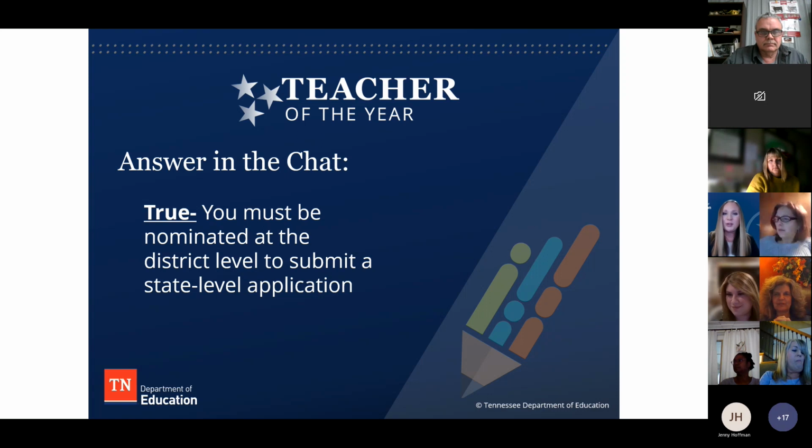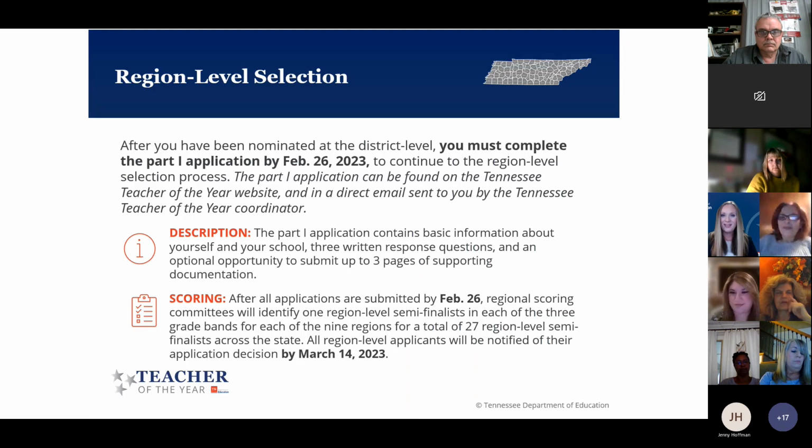For those that answered true, it is true. You must be nominated at the district level to submit a state level application. So after you've been nominated at the district level, you must complete part 1 of the application by February 26, 2023 to continue to the region level selection process.